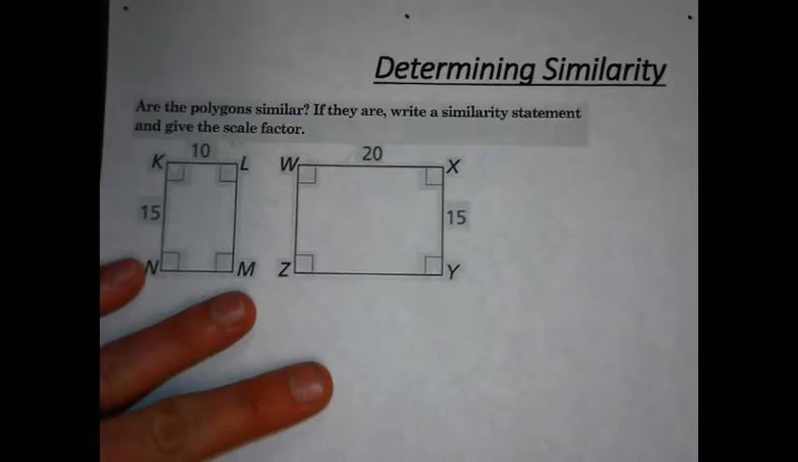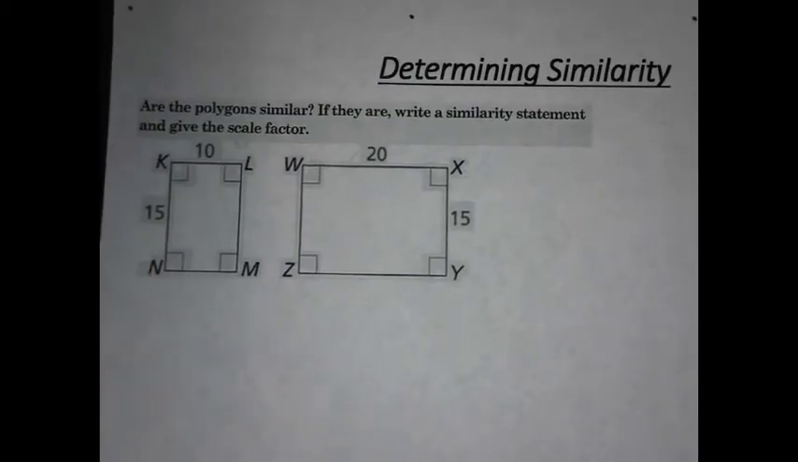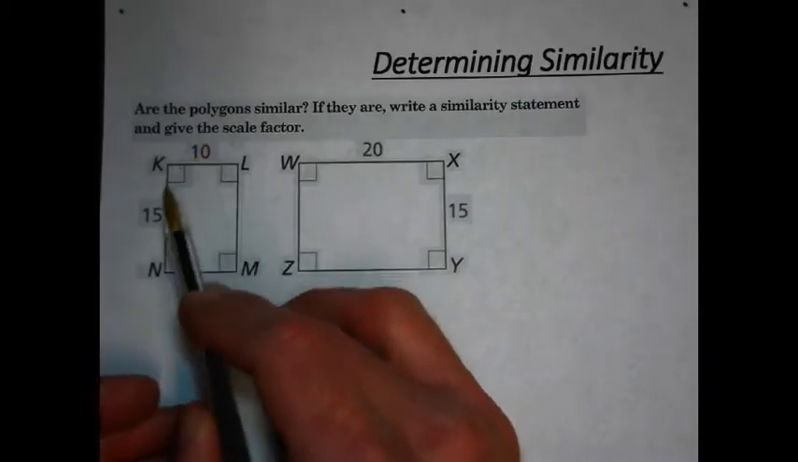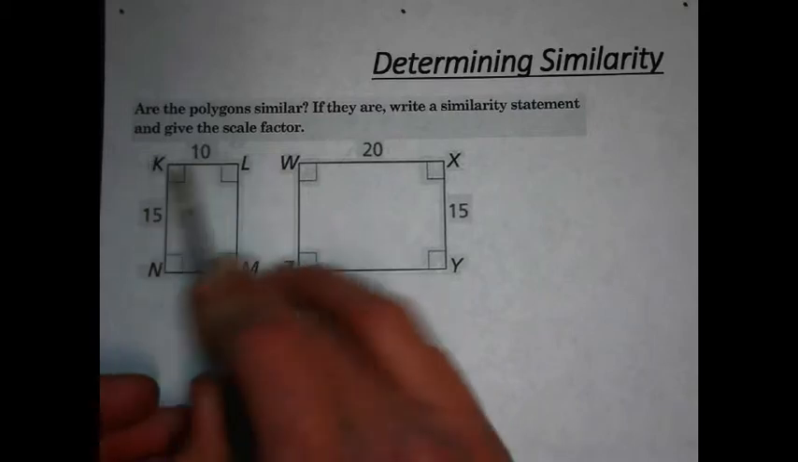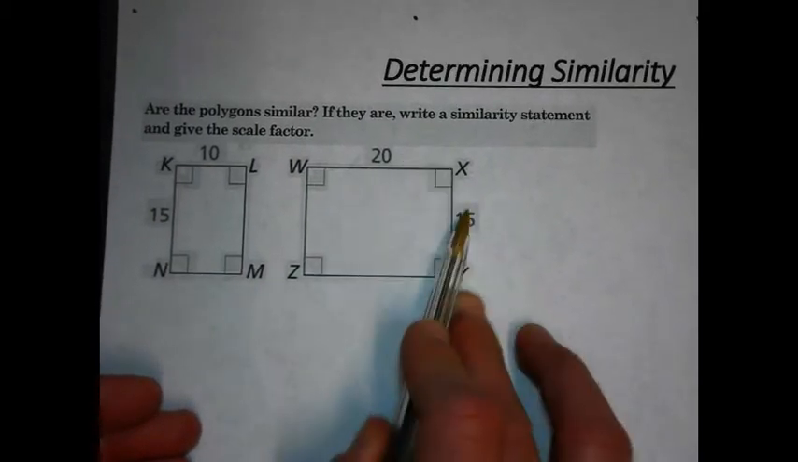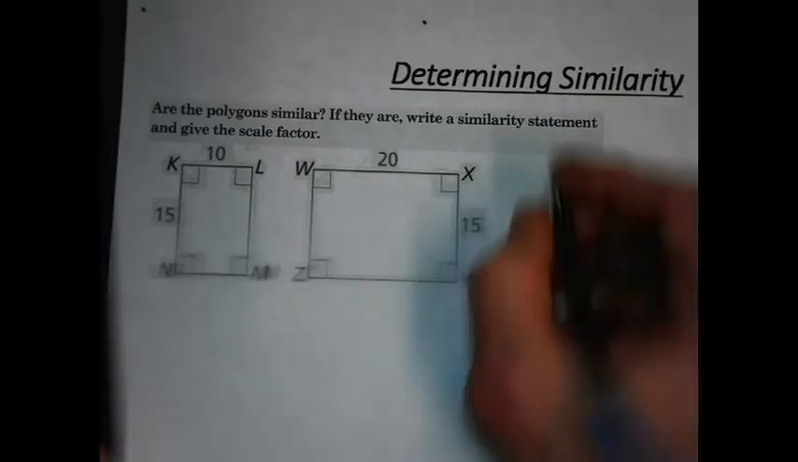Here we go again. We have two polygons. Are they similar? And if so, we're going to write a similarity statement. Okay, so first of all, what's happening here? In the first polygon, we have a shorter side and a longer side, right? The shorter side is up top, the longer side is on the side. And what's happened in the second polygon? Well, we have a shorter side on its side, the longer side is up top.